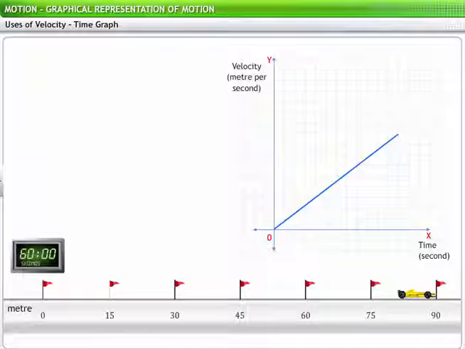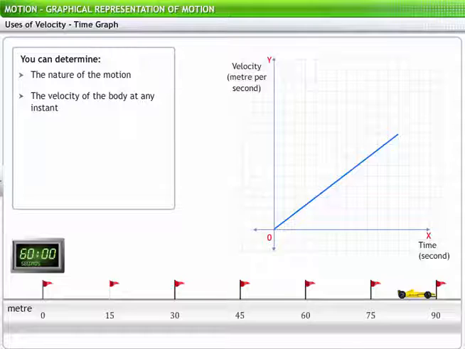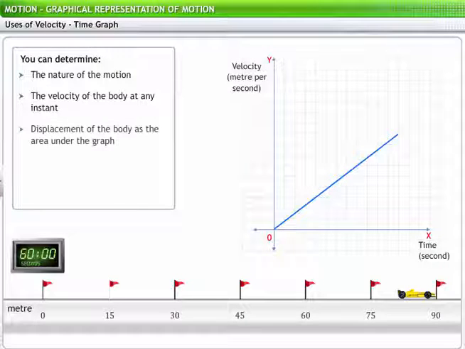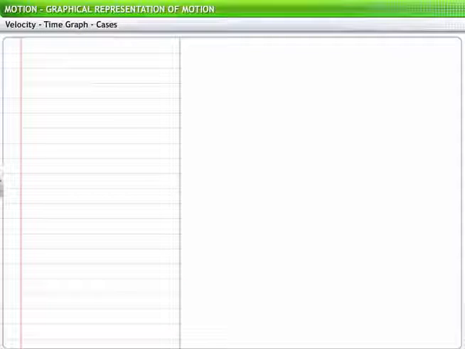Using a velocity-time graph, you can determine the nature of the motion, the velocity of the body at any instant, displacement of the body as the area under the graph, the instantaneous acceleration, and the equations of motion along a straight line. Let's consider the different cases that can be represented by a velocity-time graph.